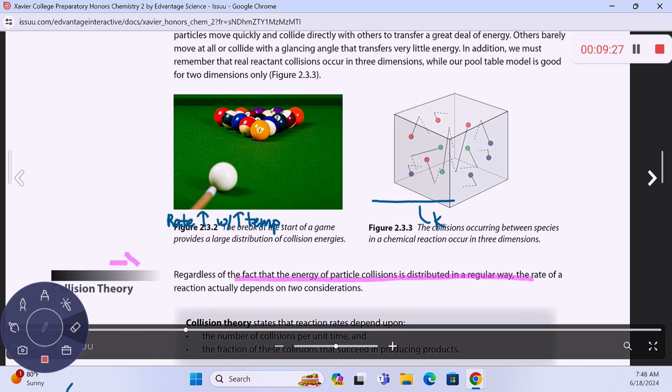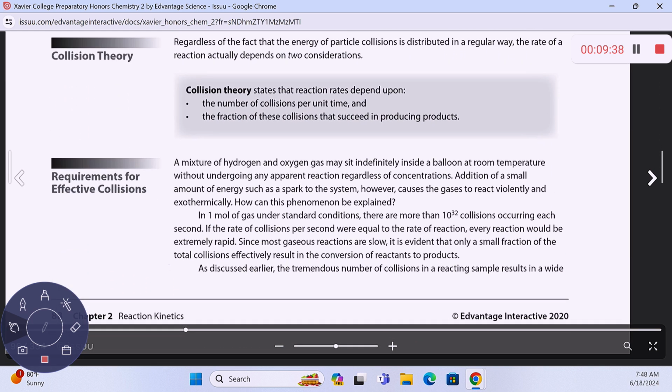3-dimensionally, the collisions look something like figure 2.3.3, right over here, okay? And generally speaking, we follow something called the collision theory. And the collision theory says that the rate at which you produce a product depends upon how many collisions you have over time between the reactants, and then how many of those collisions actually successfully produce product, and that depends upon a couple of things that I'm going to tell you in a little while. Okay, so let's take a look at the next page.